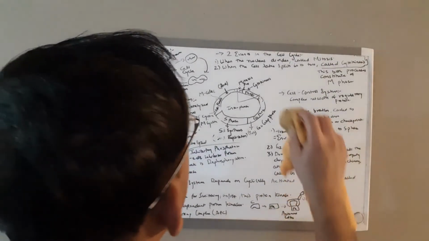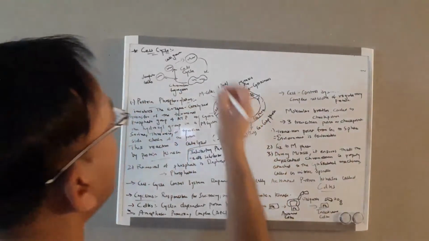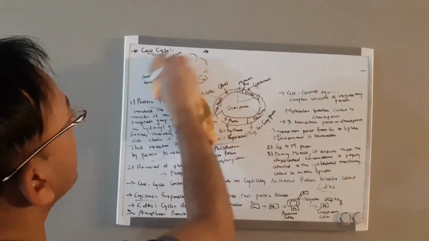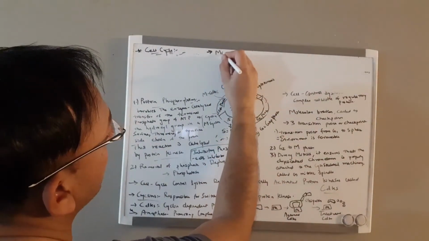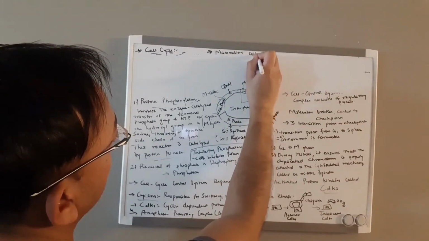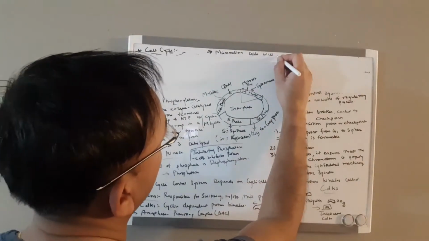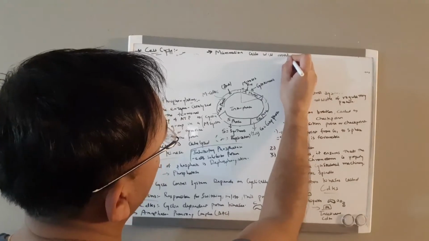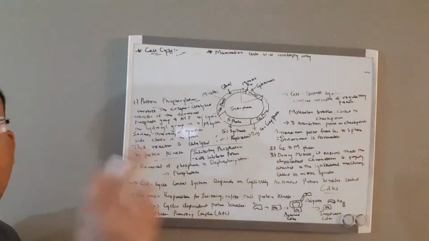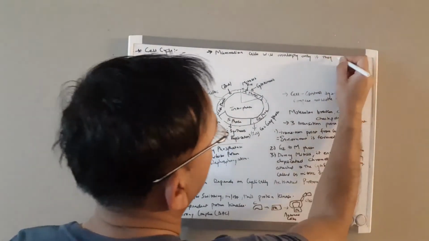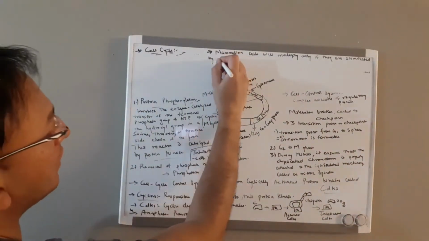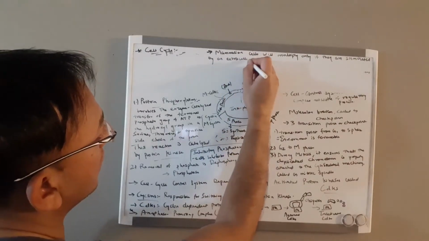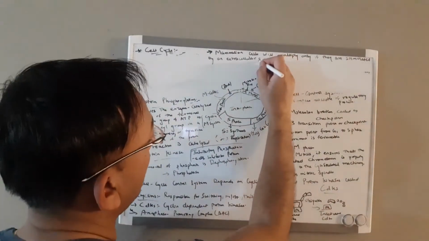Okay, let me just write it down. So mammalian cells will multiply only if they are stimulated by extracellular signals that are called mitogens.